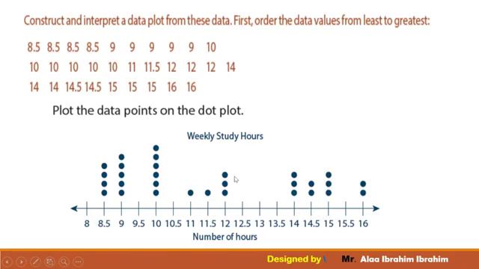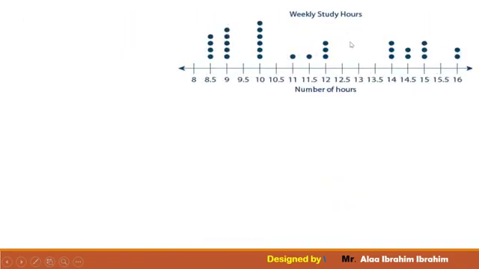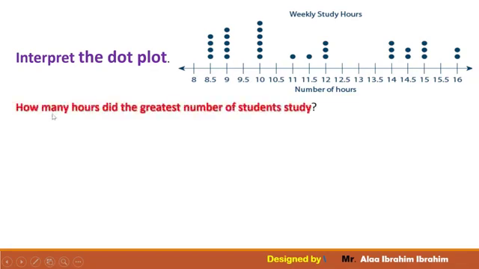Next example, we make something else. We take the same number line and make questions about it. Interpret the dot plot here. I give you some questions, and you have to answer from this dot plot. How many hours did the greatest number of students study? I have to see where the greatest number is here.